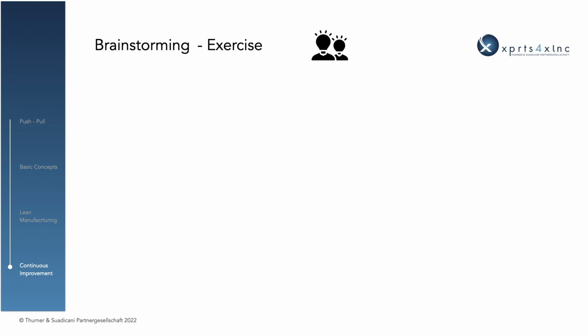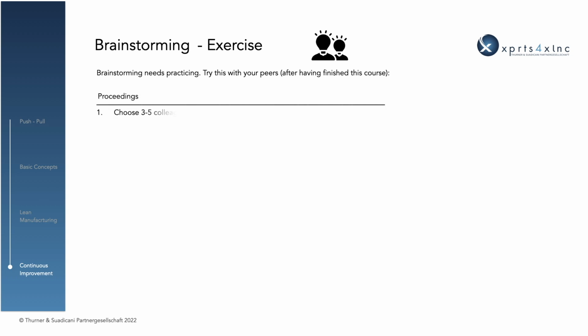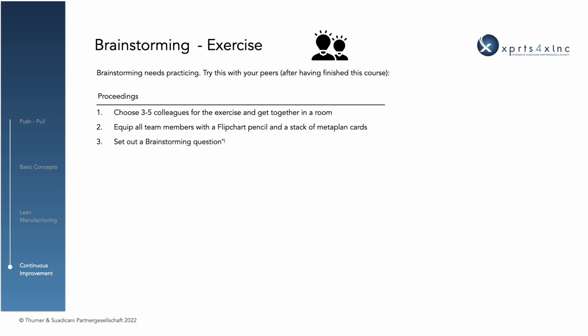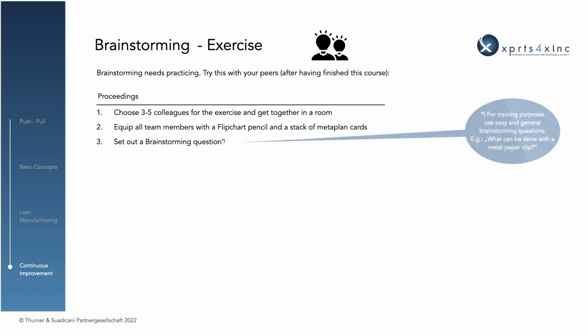Brainstorming exercise. Brainstorming needs practicing. Try this with your peers after having finished this course. Proceedings. Choose 3 to 5 colleagues for the exercise and get together in a room. Equip all team members with a flipchart pencil and a stack of metaplan cards. Set out a brainstorming question. Remark. For training purposes, use easy and general brainstorming questions. For example, what can be done with a metal paper clip?